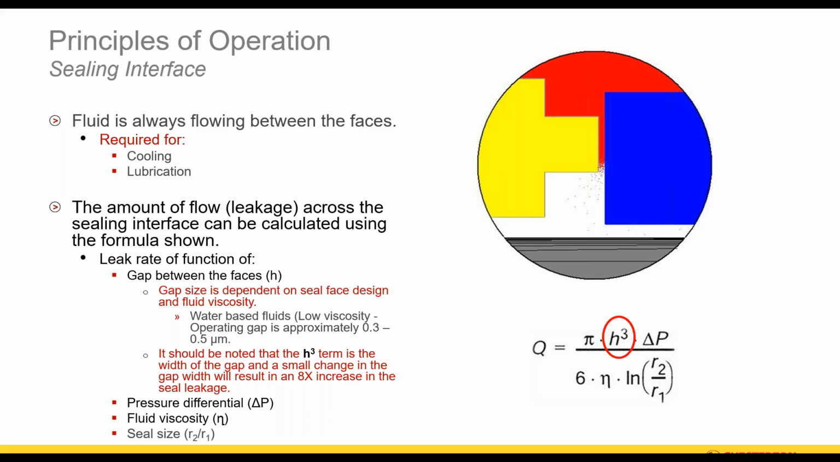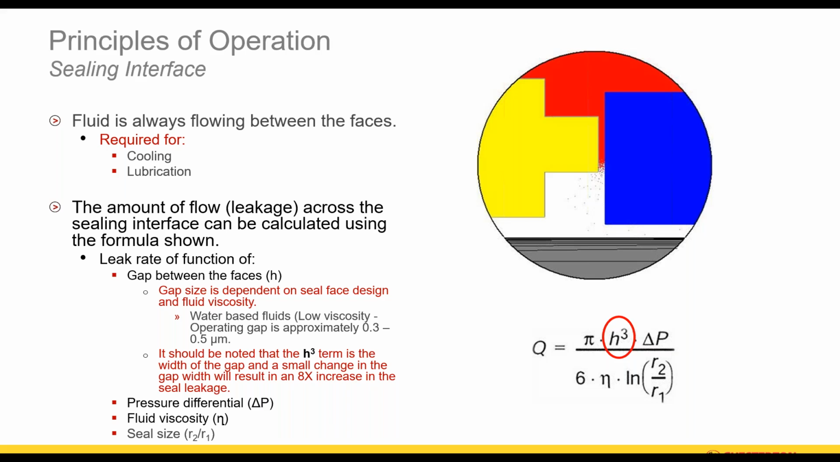So when you're dealing with seals in the field and the customer gives you a call and says, hey, my seal's starting to leak, that leakage is occurring because there's a very small change in the gap of that sealing interface. That's just important to be aware of. Typically that gap in a water-based, low-viscosity fluid, that operating gap, is only about 0.3 to 0.5 microns, about a half a micron, very, very small.